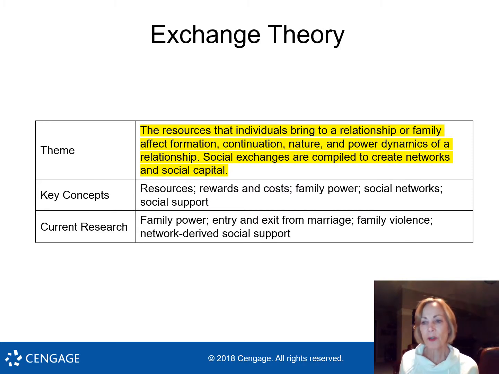The exchange theory proposes that an individual's greater independence is based on the resources that yield control in that family. So the resources that involve individuals can build up within that family. It's based on the resources, the rewards and costs, which could relate to family power, also within social networks and social support.